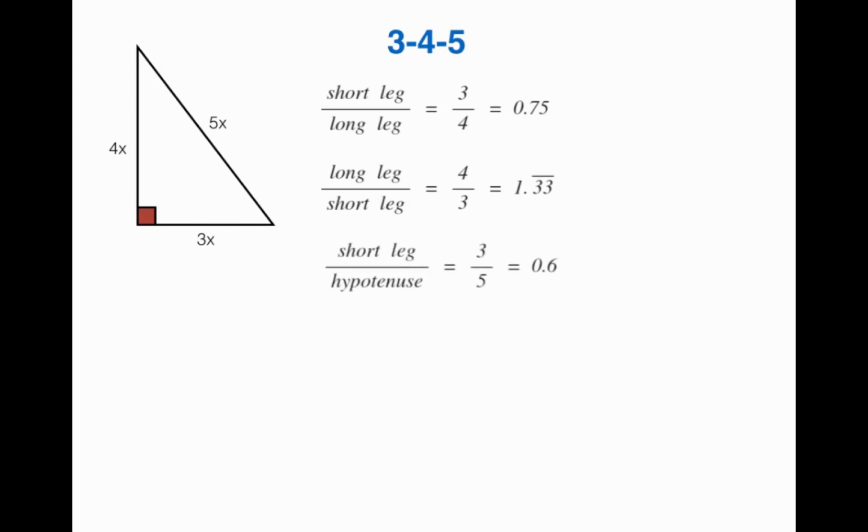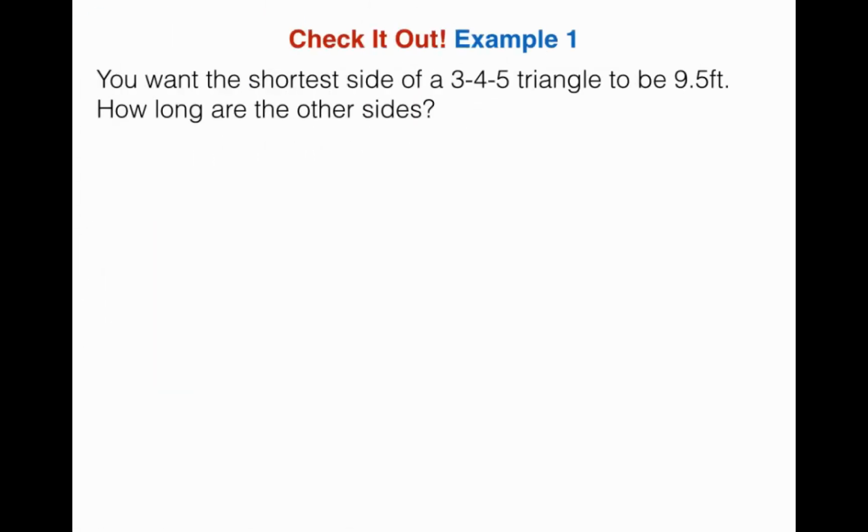The short leg divided by the hypotenuse will always be 3/5. As a decimal, that's 0.6. The long leg divided by the hypotenuse will be 4/5, and that's equal to 0.8. You want the shortest side of a 3, 4, 5 triangle to be 9.5 feet. How long are the other sides?